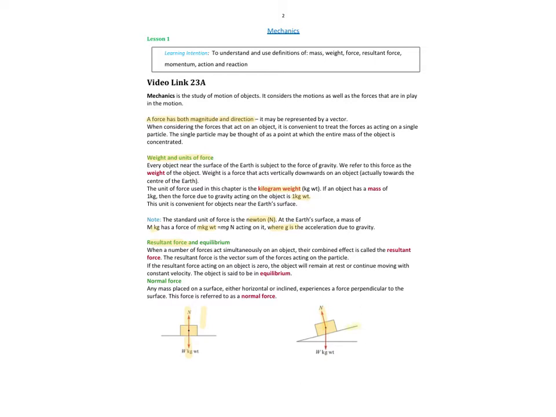So if I happen to be on a sloping surface, my normal force is not going to be vertically up, it's going to be acting off on an angle. My weight force will always be vertically down. So you can see there the weight force is still vertically down, and the normal force will be acting perpendicular to the surface.